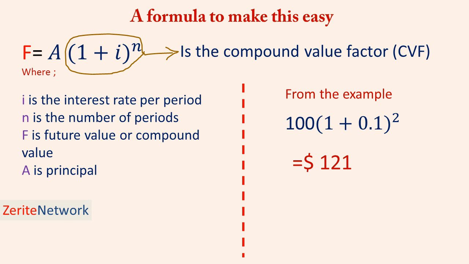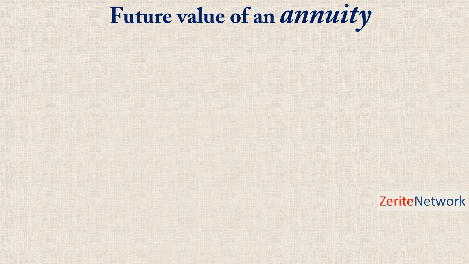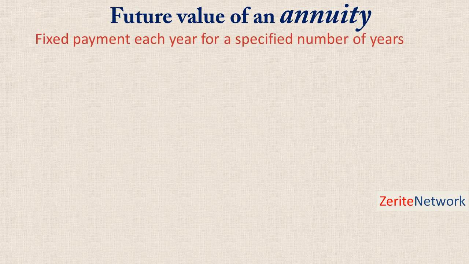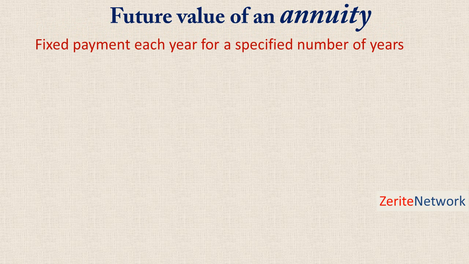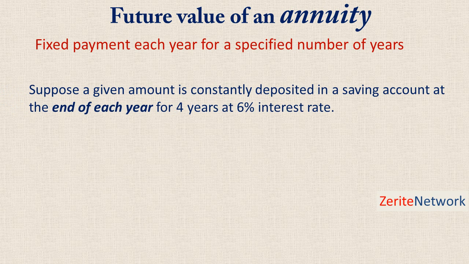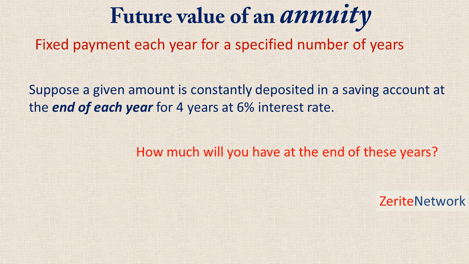What if you're depositing on annual basis? Let's talk about future value of annuity. Annuity refers to a fixed payment each year for a specified period of a number of years, for instance, agreeing to pay a given number of installments for a number of durations. Now here's an example. Suppose a given amount is constantly deposited in a saving account at the end of each year for 4 years at 6% interest rate. How much will you have at the end of these years?